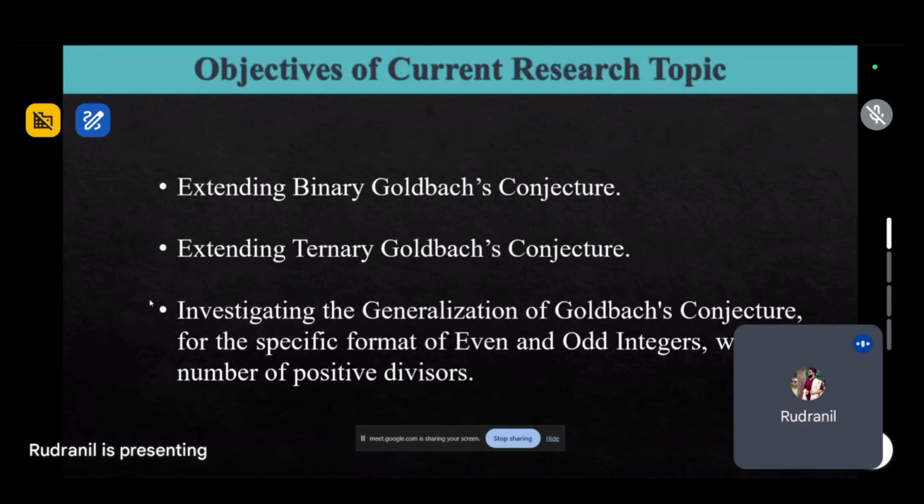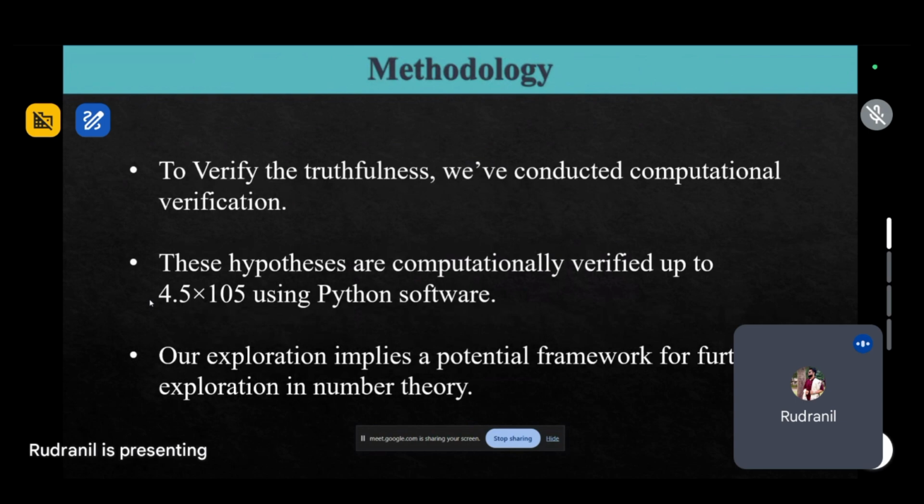So these are the objectives of our current research topic: extending the binary Goldbach conjecture, extending the ternary Goldbach conjecture, and investigating the generalization of the Goldbach conjecture for the specific format of even or odd integers with a given number of positive divisors. Coming to the methodology, to verify the truthfulness we have conducted computational verification. These hypotheses are computationally verified up to large even integers, and our exploration implies a potential framework for future exploration in the number theoretic aspects and the prime number distribution system.